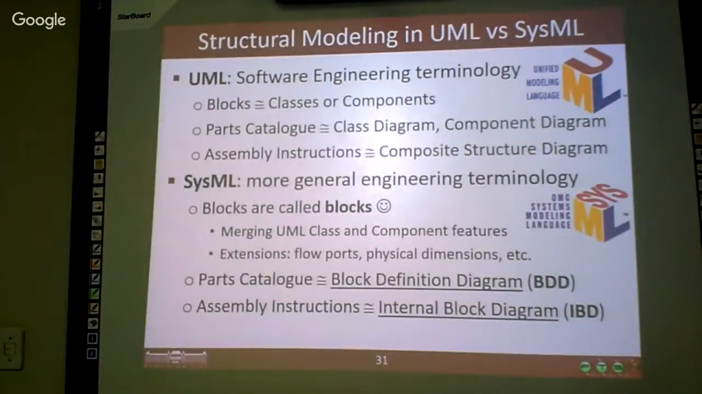SysML uses a more general engineering terminology. So we are very lucky because in SysML, blocks are called blocks. That's very easy. And they merge the UML class and component features. And there are many extensions such as flowports, physical dimensions, and so on. And the parts catalog is called block definition diagram, BDD for short. And the assembly instructions are called internal block diagram, or IBD.